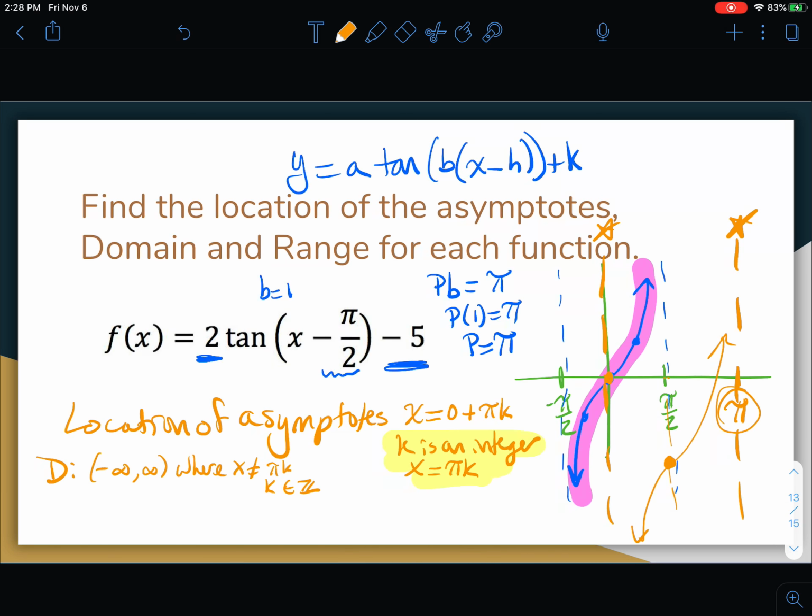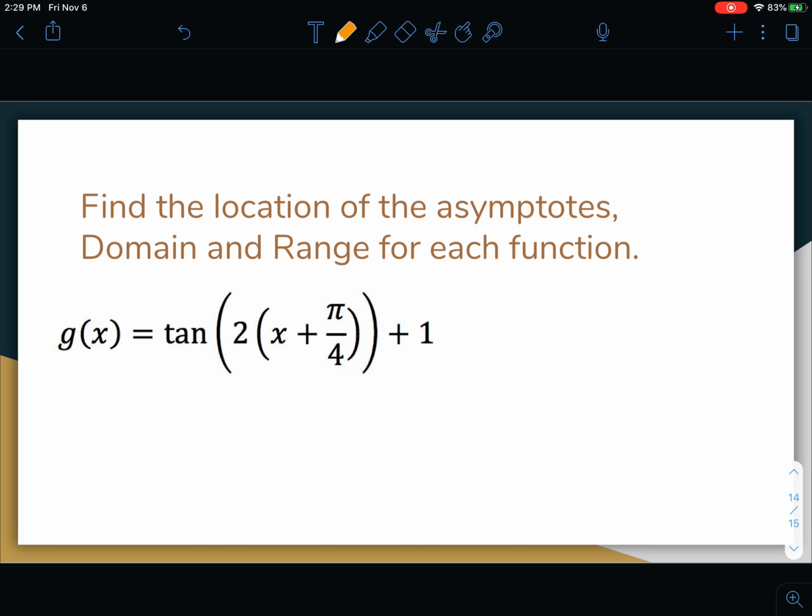That's your domain. Your domain is any real number you want except for where the function is undefined at those vertical asymptotes. The range is the most boring. This goes up to infinity, down to negative infinity. It is all real numbers for those outputs. And that's it. All right, let's take a look at one more question.